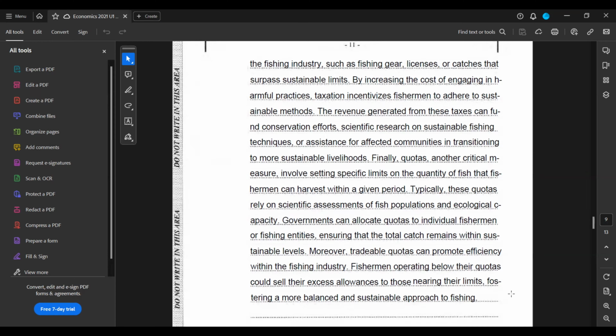Moreover, tradable quotas can promote efficiency within the fishing industry. Fishermen operating below their quotas could sell the excess allowances to those, I should say, nearing their limits, fostering a more balanced and sustainable approach to fishing.